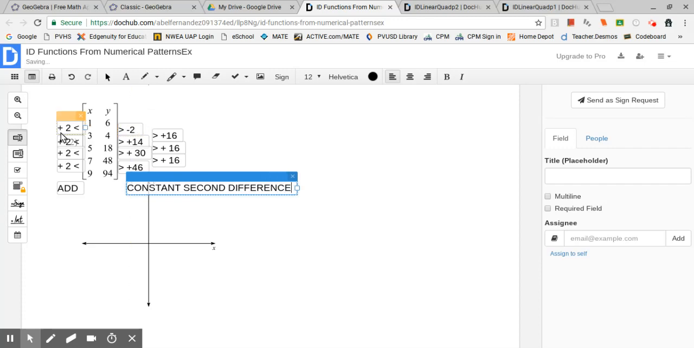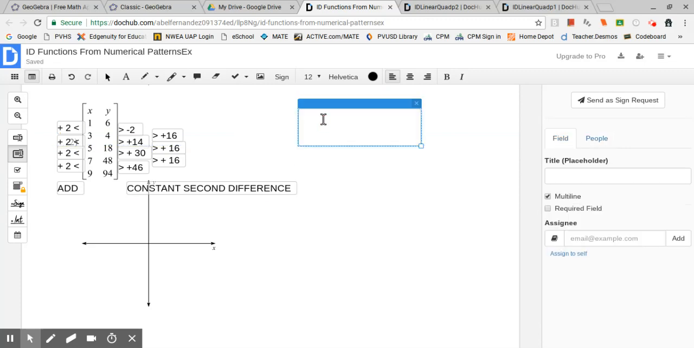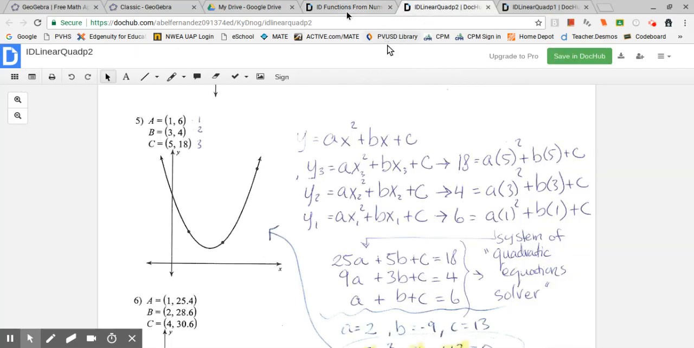Okay, so let's just summarize this now. This is called the constant second difference property of quadratic functions. So what this means now is that we can go to our other example. Now here we can visually see this is a parabolic shape.